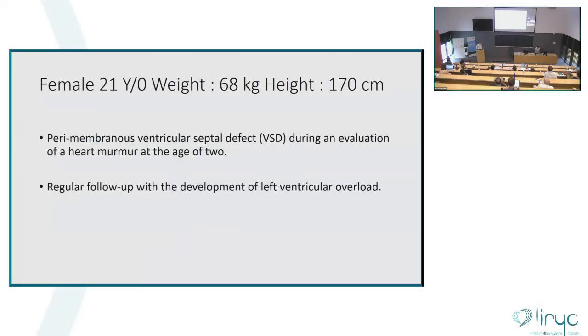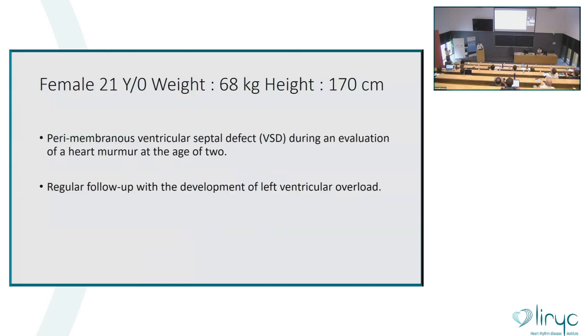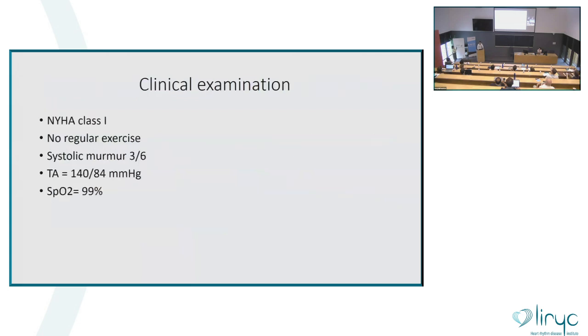So the case is about a 21 years old female patient with normal size. She's 68 kilograms. She had a diagnosis of perimembranous VSD when she was 2 years old. Then she had the regular follow-up, and the evolution was on left ventricle overload.